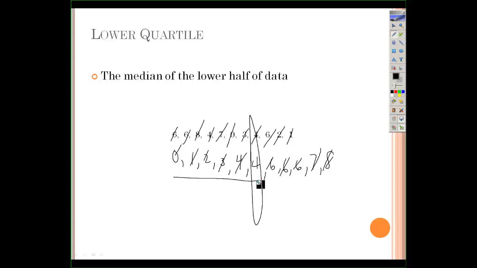So I'm going to find the middle of these 5 numbers. I'm going to start again by crossing out. Looks like my median of the lower half is 2. So the lower quartile is 2. So you're just finding the median and then finding the middle of the lower half of data to find the lower quartile.